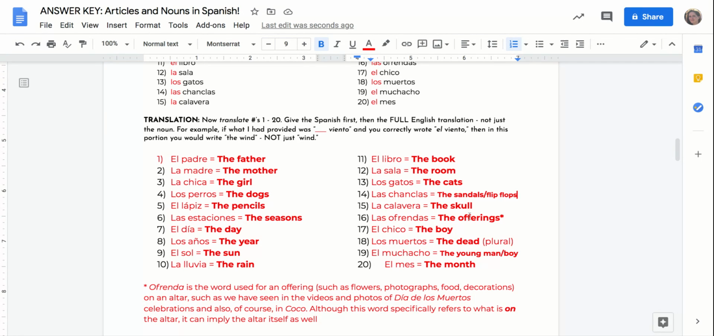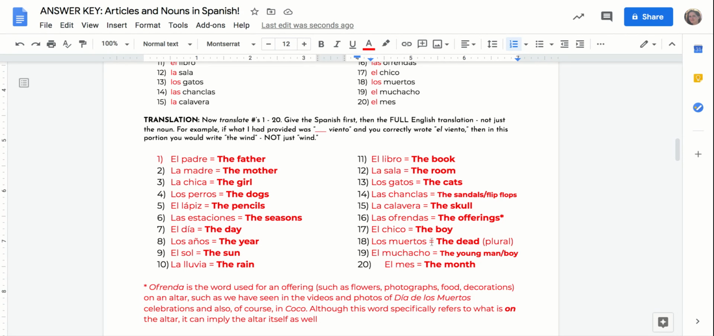La calavera is the skull. We've seen a lot of those lately in our movies and videos with Dia de los Muertos. Las ofrendas does actually mean the offerings, and there's a note about it down here. When we think of the ofrenda that we've learned about in class with Dia de los Muertos, we're generally thinking of the altar itself, but technically it's the things that go on top of the altar. This is not super important. This is not a word that you need to learn for any grammatical vocabulary purposes, really, for Spanish 1. It's just culturally relevant to the unit on Dia de los Muertos, okay?